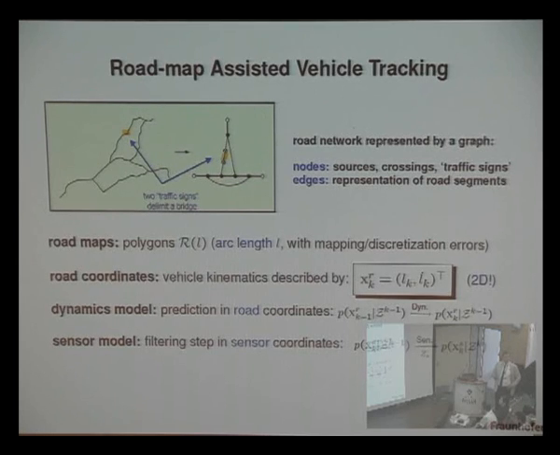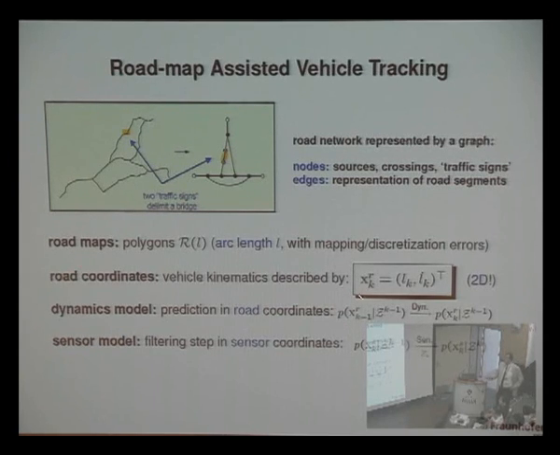A street changes its character. For example, such signs can indicate a bridge. And then we have the edges that represent road segments. These road segments can be approximately given by polygons to be taken from digital road maps, along with mapping and discretization errors. In road coordinates, the vehicle kinematics is easy. It can be described by the arc length of the corresponding road segment and the temporal derivative. So what you count on your kilometer counter in the car and what the speedometer shows. So an easy, two-dimensional state.